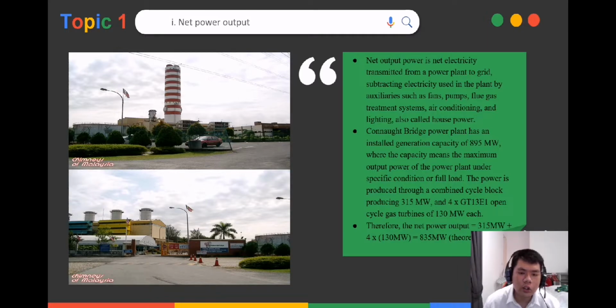130 megawatts each. Therefore, the net power output is the sum of the power produced by the combined cycle block and the open cycle gas turbines, which is 315 megawatts plus 4 times 130 megawatts, which equals 835 megawatts.